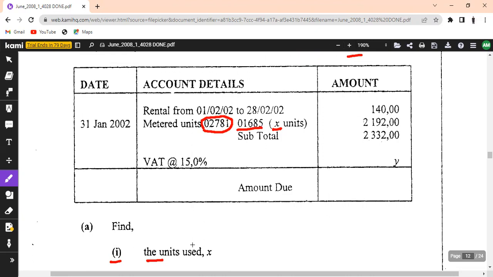So how do you find X? You just suppose X, these are the units which were used. So you subtract the difference between. So our X is going to be 0.2781, the metered units, minus the one that we are given there, which is 0.685. If we subtract these units, we are going to obtain 1096. So make sure that you subtract properly, guys. We're going to obtain 1096 units. So X represents the number of units which were used.